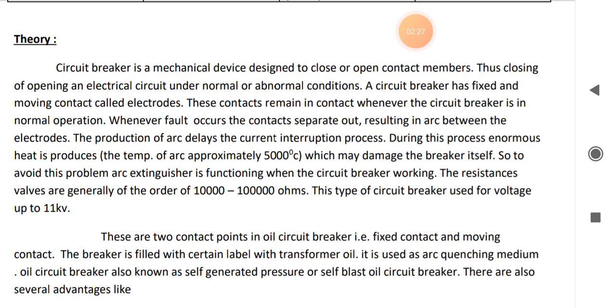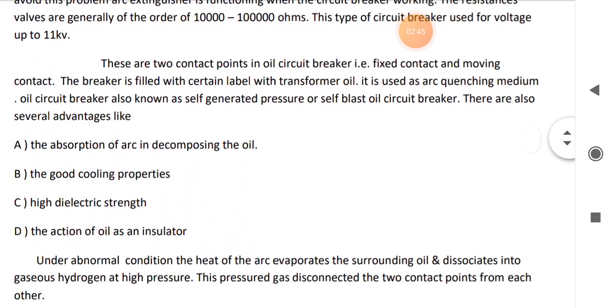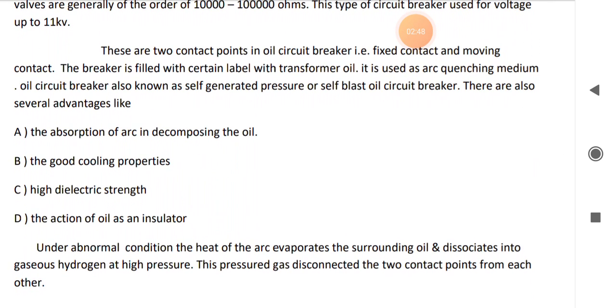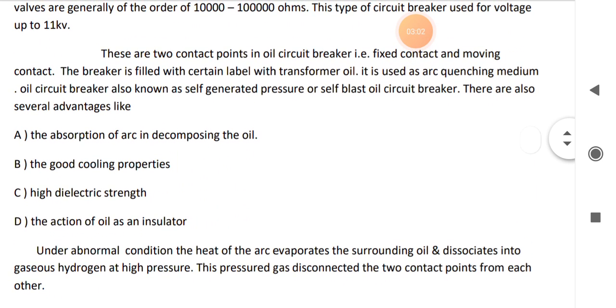The resistance values are generally of the order of 10,000 to 1 lakh ohms. This type of circuit breaker is used for voltages up to 11 kV. There are two contact points in an oil circuit breaker, that is fixed contact and moving contact. The breaker is filled up to a certain level with transformer oil. It is used as arc quenching medium. So what is quenching? It is to extinguish.